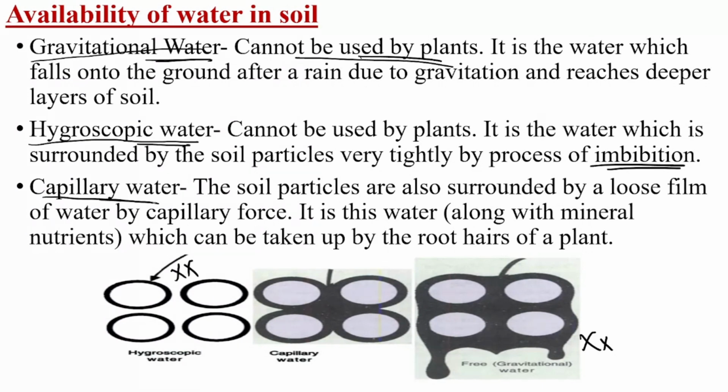What is capillary water? It is the water which can be utilized by plants. It is the loose film of water surrounding the soil particles, which makes it available for the root hairs to take up. So out of the gravitational water, hygroscopic water and capillary water, which is the water absorbed by the root hairs? It is the capillary water. Gravitational water is not for use and even hygroscopic water cannot be absorbed by root hairs. It's only the capillary water.